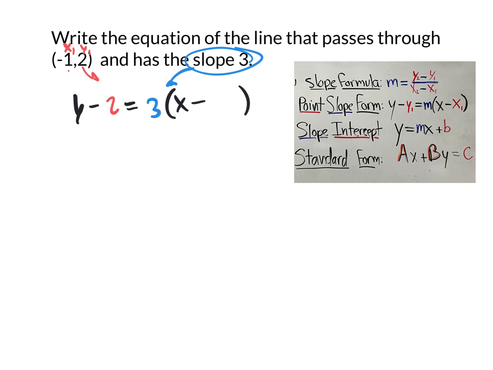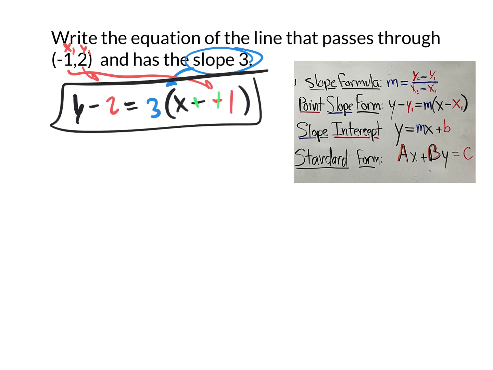And the x1 value is negative 1. And of course, the minus minus changes to plus plus. So if they did ask you to write your equation in point-slope form, this would be it. You're done. I didn't give a form. I didn't ask for a form. I'm going to go through all three of them, right?